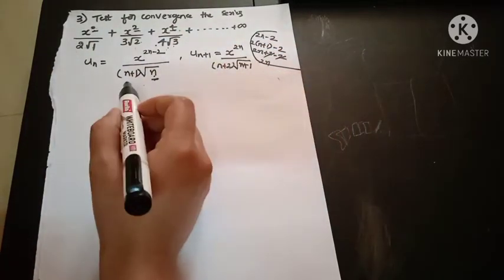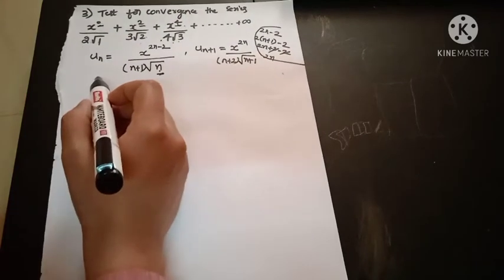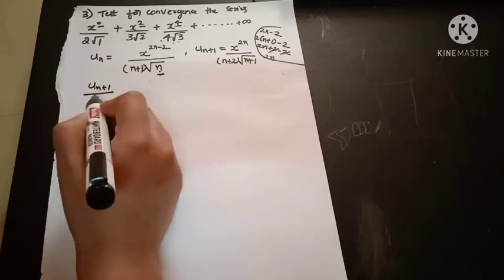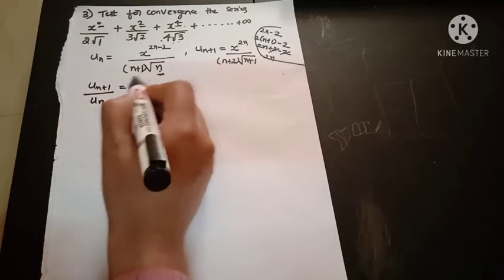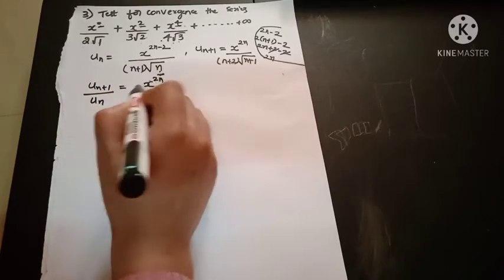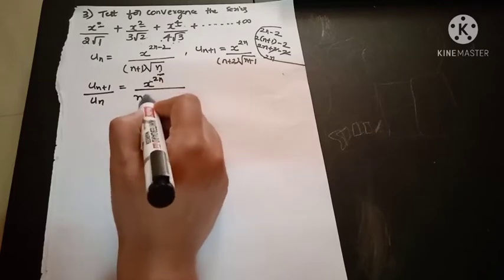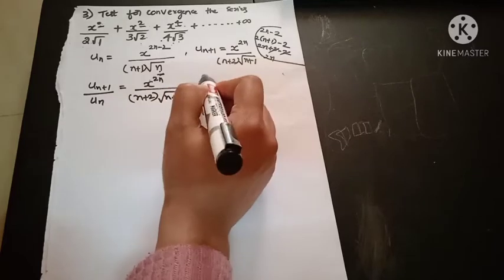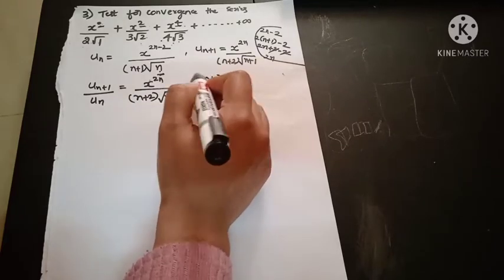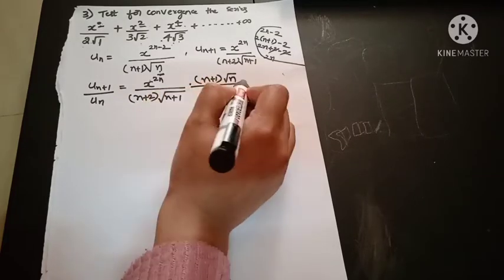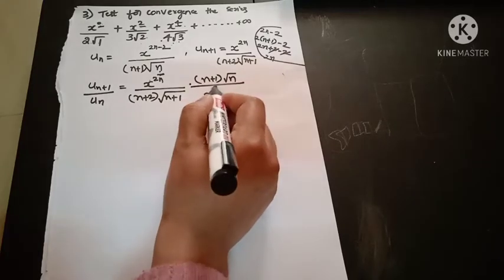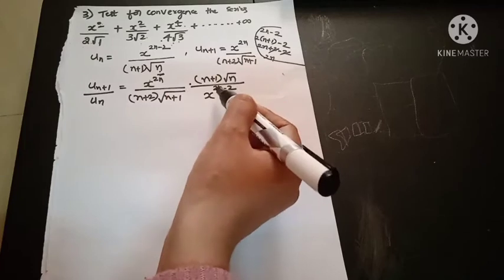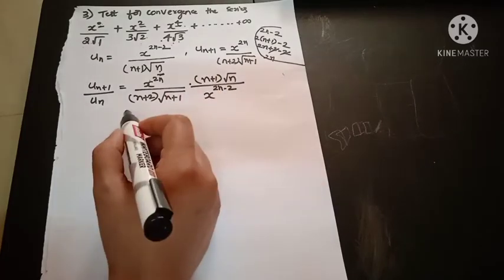Root of n plus 1. Then what will be the ratio? The ratio of u(n+1) by u(n) will be x to the power of 2n upon (n+2) into root (n+1) into (n+1) root n divided by x to the power of 2n minus 2. It goes, when it gets reversed, to the numerator.